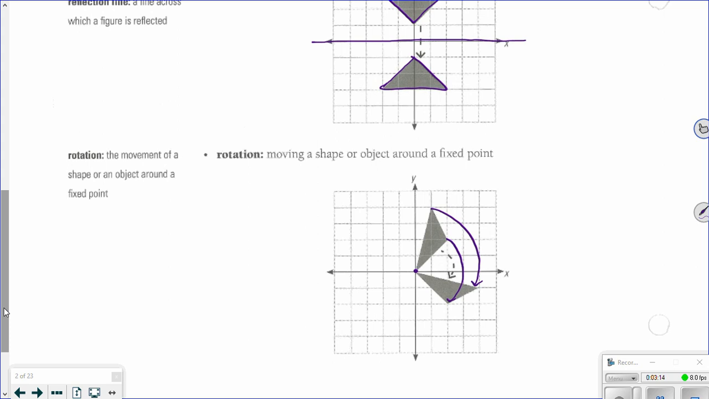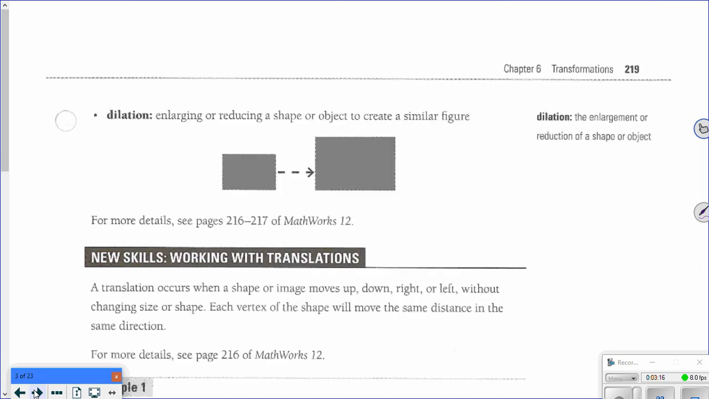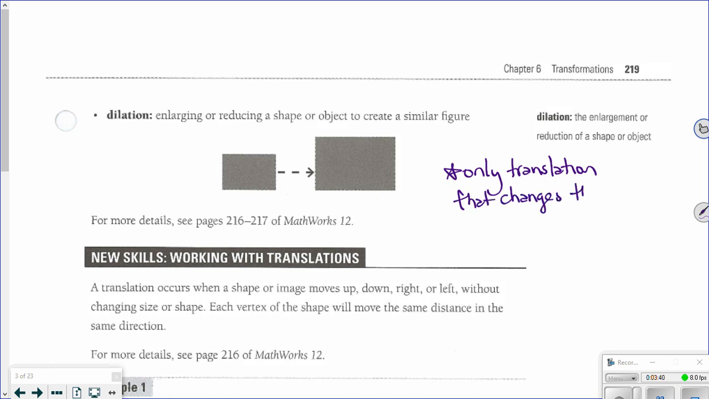And then the last type of transformation you need to learn about is a dilation. A dilation is enlarging or reducing a shape or object to create a similar figure. Dilation is the only transformation that changes the size of the shape. Nothing else makes the shape a different size but dilations.